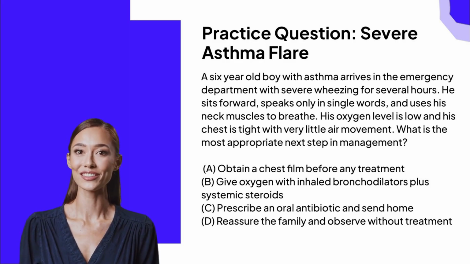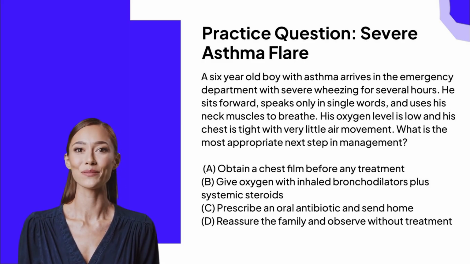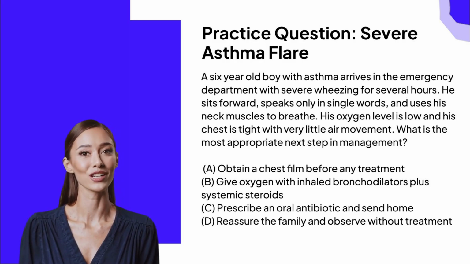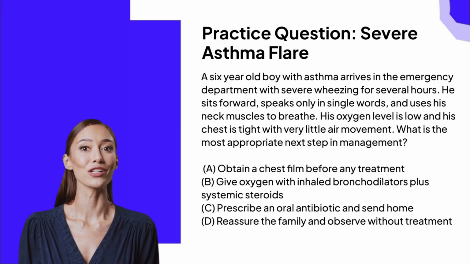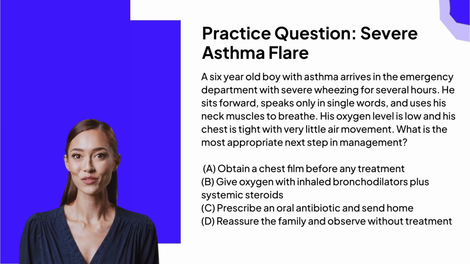Look at the choices. Obtain a chest film before any treatment. Give oxygen with inhaled albuterol and ipratropium plus systemic steroids. Prescribe an oral antibiotic and send home. Or reassure the family and observe without treatment. Take a moment. Picture this child in front of you and decide which action you would take first. Then come with me to the walkthrough.